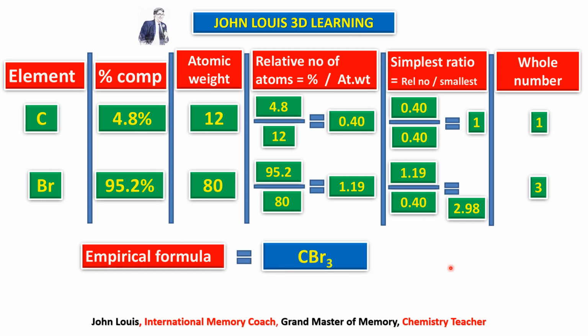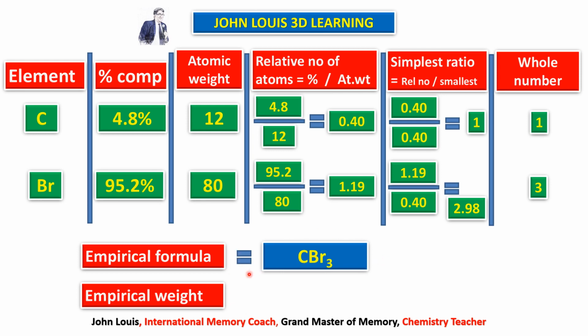Therefore, what is the empirical formula? The empirical formula will be equal to CBr3. So 1 we need not write. Therefore, this will be the empirical formula. But they have asked us to find out the molecular formula also. Hope finding out the empirical formula is very clear to you. And if not, you play back the video and learn it thoroughly. Now let us move on to find out the molecular formula.